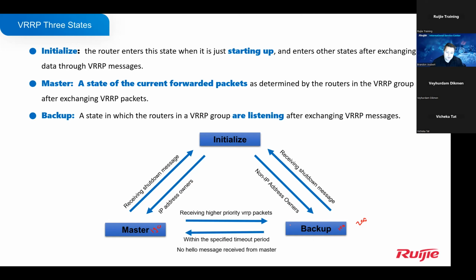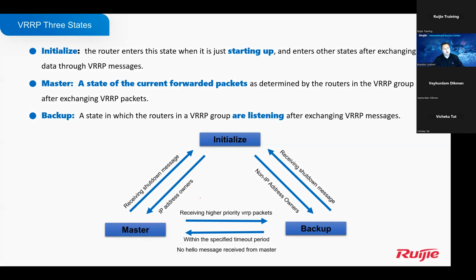And how do you go from a backup state into master state? Well, that's if you don't receive a hello message from the master router within a set time, or if your priority has manually been made higher. That's the only two ways.